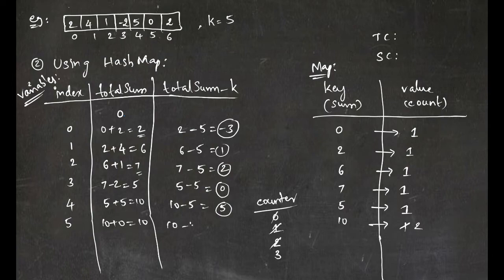And 10 minus 5, 5. The 5 exists in my map or not, yeah, it exists. So that means we have to increment our count by 1 again. How many times I got 5? I got it only once, so I'll just increment by 1, so it will become 4. Next element is 2. 10 plus 2, it is 12. So I didn't get 12 till now, so I'll just add it. Now 12 minus 5, it is 7. So whether 7 exists in my map, yeah, it exists, and how many times I got? Once. So I'll just increment this.